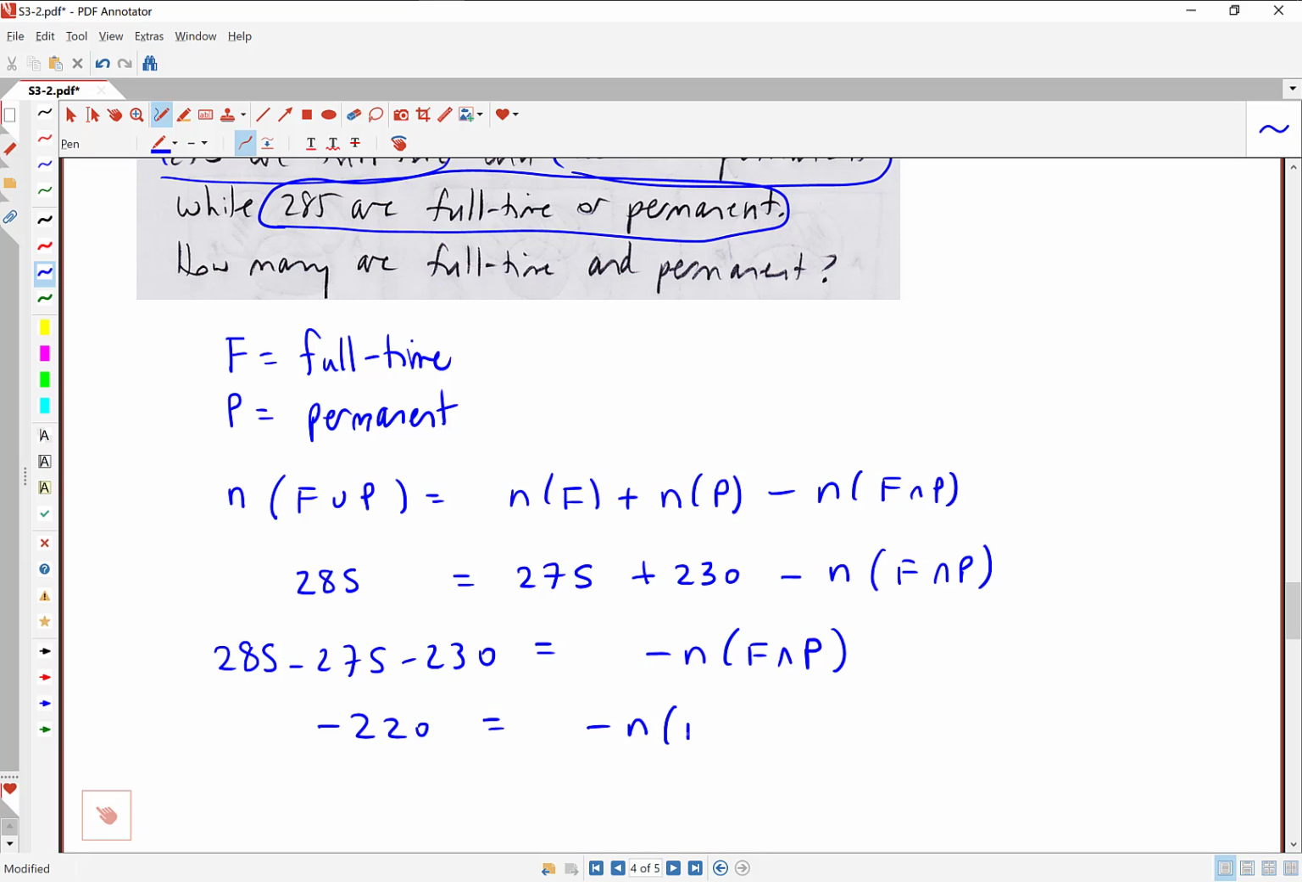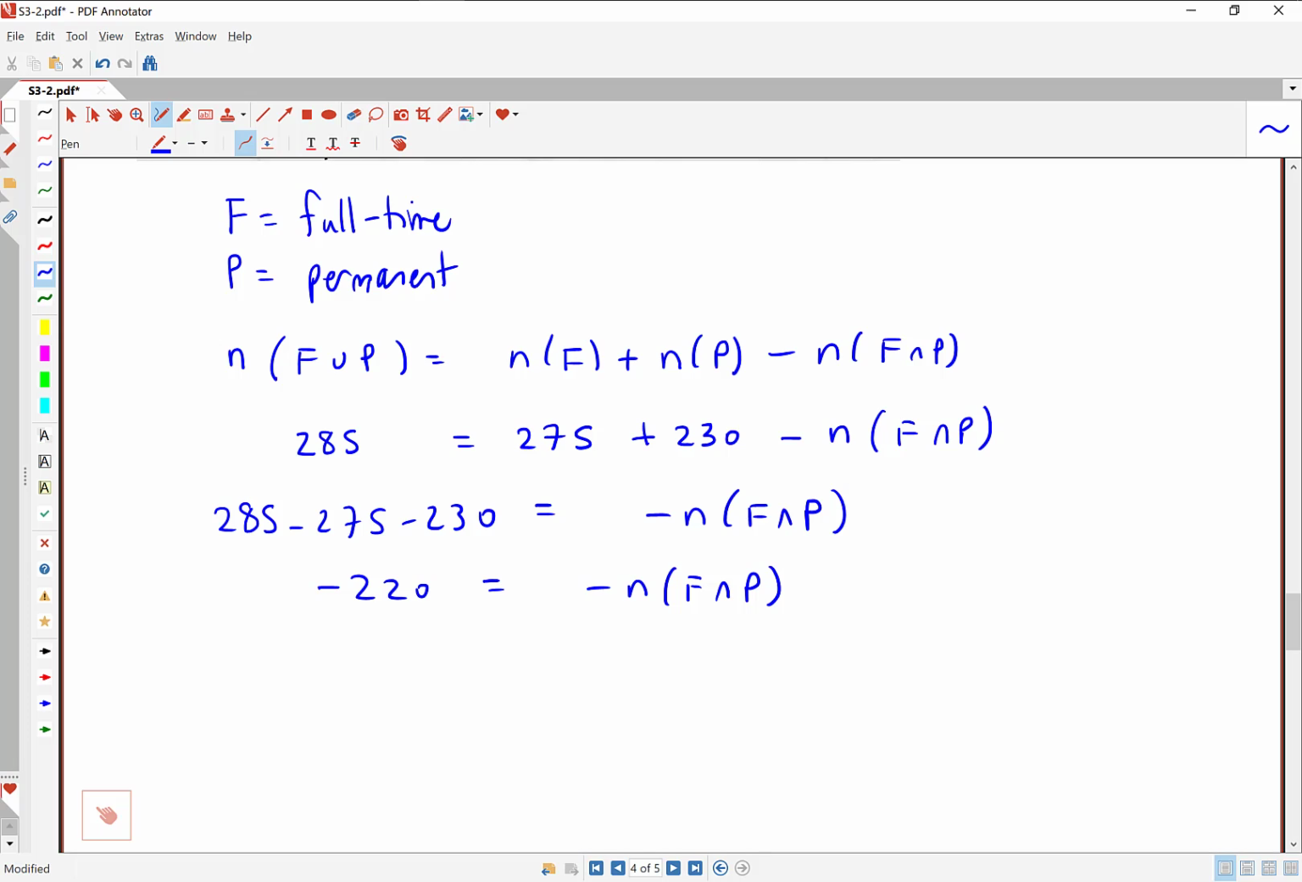And so that makes sense. We've got negative signs on both sides. And remember that you can multiply or divide an equation by anything you like. So we're just going to divide both sides here by -1, and we'll have 220 is equal to the number of elements in F intersect P.